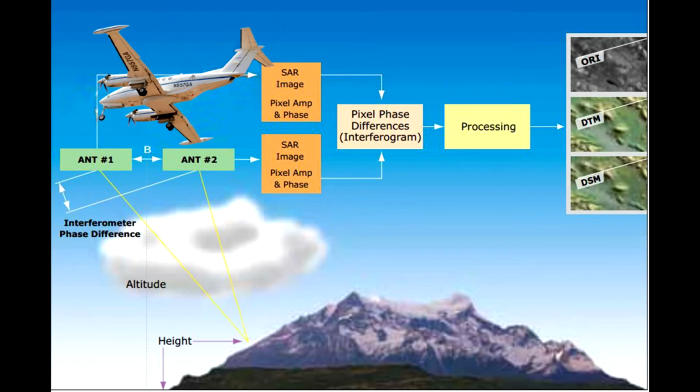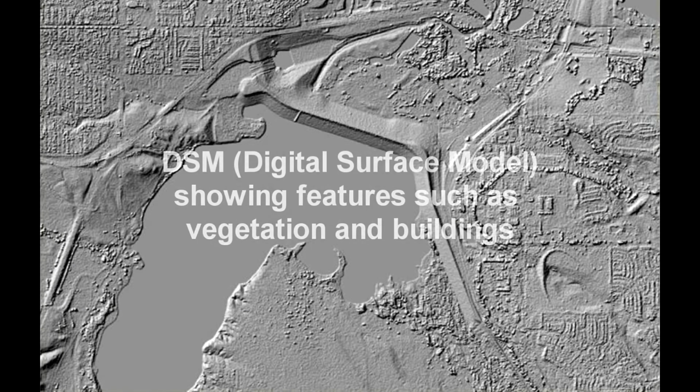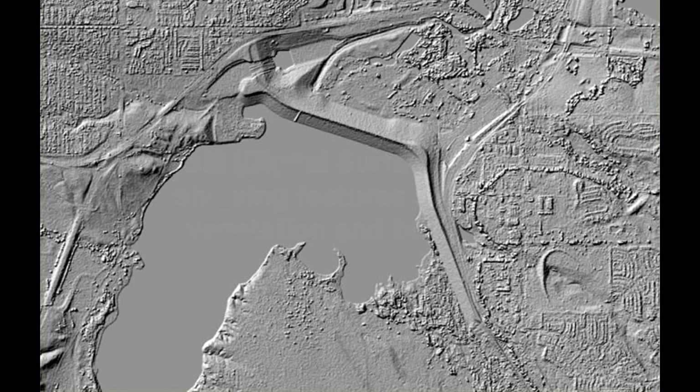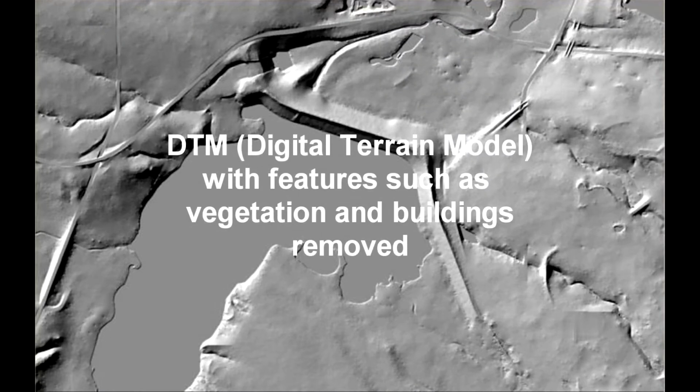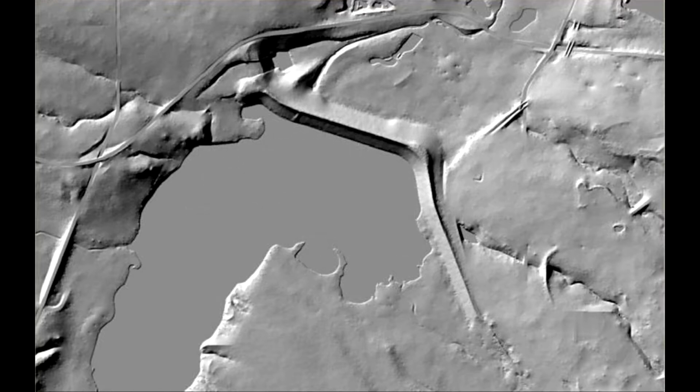IFSAR is a radar technique that uses stereo pairs of radar images and photogrammetric processing to derive the Earth's surface. A digital elevation model represents the elevation of Earth's surface, including features such as vegetation and buildings. A digital terrain model provides a bare Earth representation of terrain or surface topography. Both are highly useful datasets for visualizing our planet for scientific and commercial landscape study.